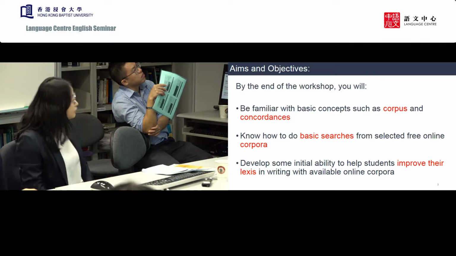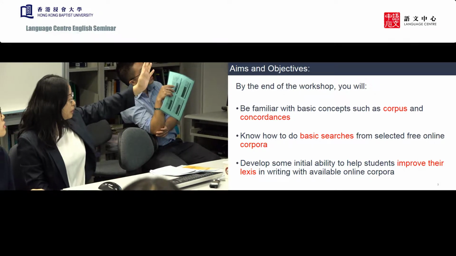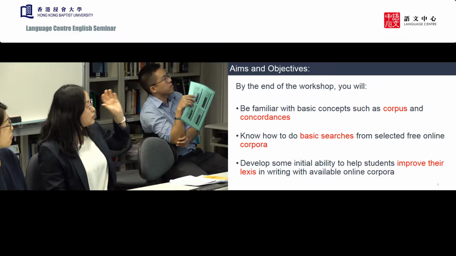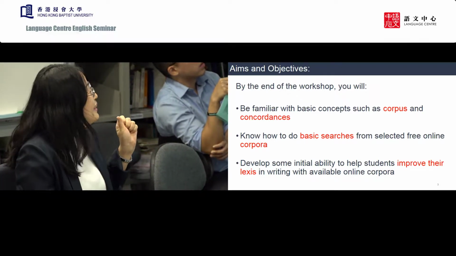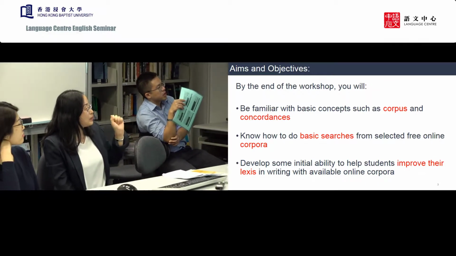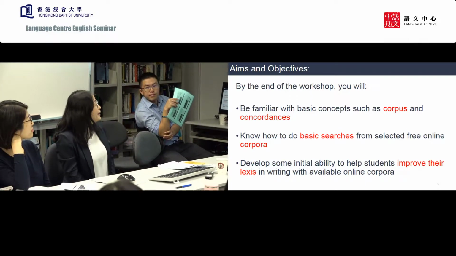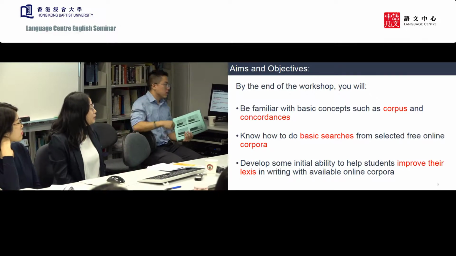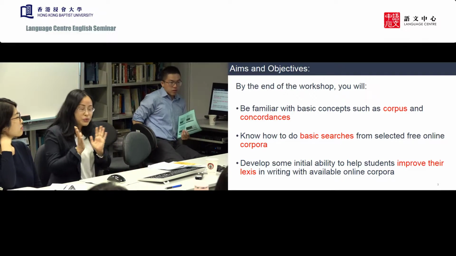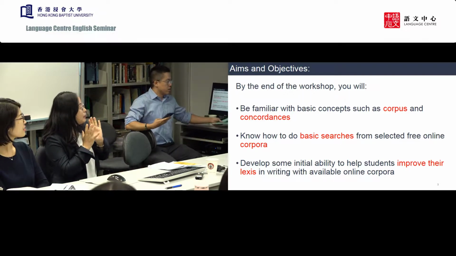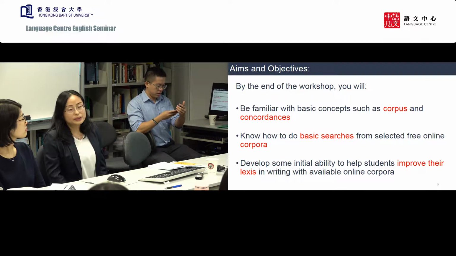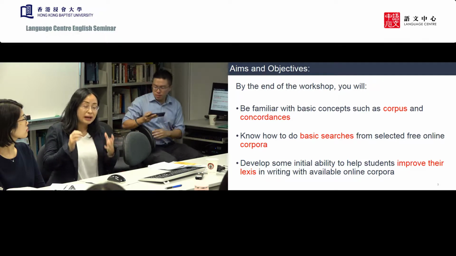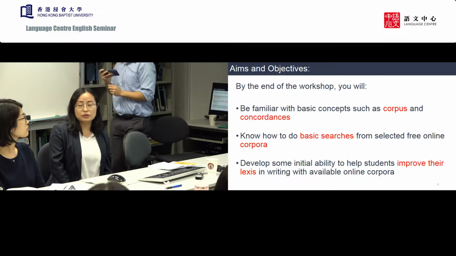I will be very brief about this. I guess most of you know what a corpus is and what a concordance line is, right? And you know how to do some basic searches from select free online corpora, right? So maybe I'll just focus on the last one. I hope that by the end of the workshop, you can develop some initial ability to help students improve the lexis in writing with available online corpora. So basically, you're going to guide your students on how to use these corpus search tools.